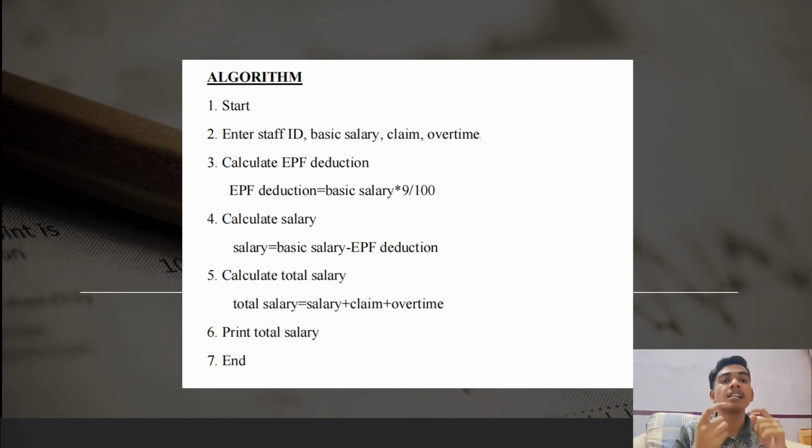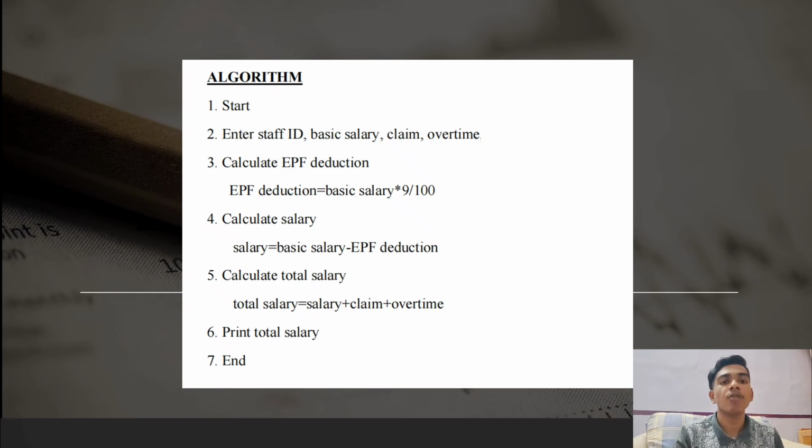Step number 3 is calculate the EPF deduction. The formula to calculate EPF deduction is EPF deduction equals basic salary times 9/100. Then followed by step number 4, calculate salary. The formula to calculate salary is salary equals basic salary minus EPF deduction. Step number 5, calculate total salary. The formula to calculate total salary is total salary equals salary plus claim plus overtime.